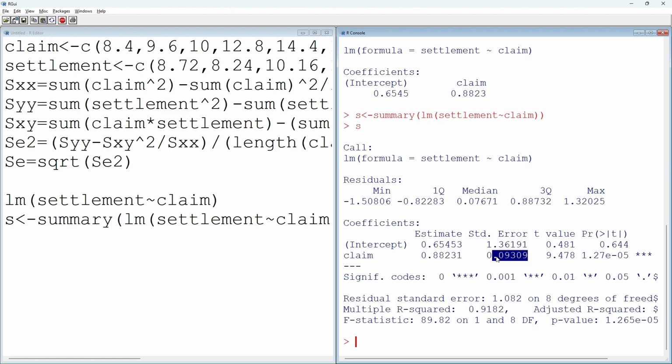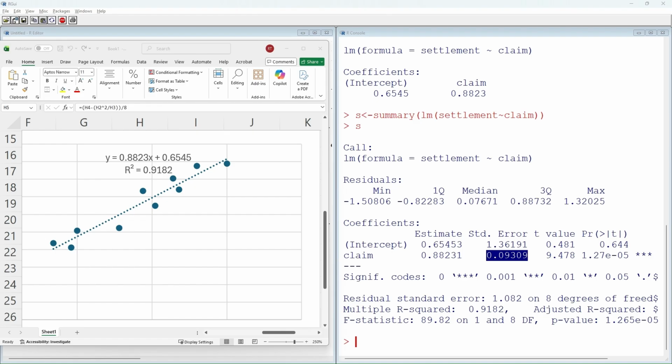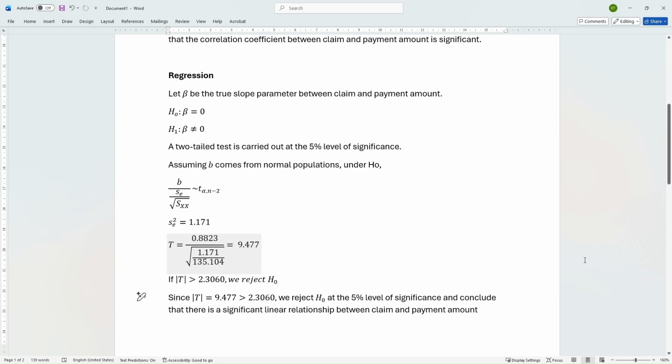Let's take a look at the standard error first of all. You see the 0.09309? How did we get it? It's very simple. Let me go back to here. When we talk about the standard error of B, you know that it is that full denominator that you see down there. If you take the root of 1.17571 over the sum of squares of x that we explained, that is the standard error of B.